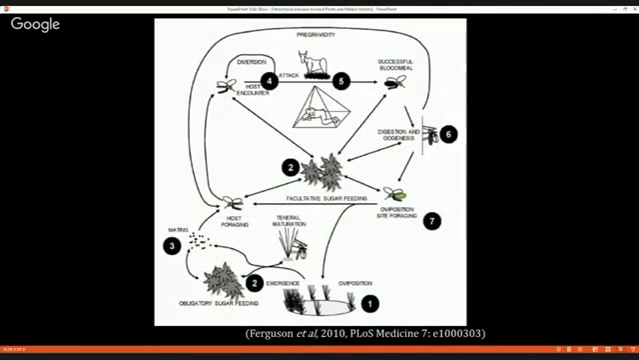This is a drawing from a paper by Ferguson and others. It's a bit confusing perhaps, but if people are unfamiliar with the mosquito life cycle, I thought I might quickly go over it, and we can talk about it in more detail if questions come up, just to give an idea of where interactions with plants might happen.